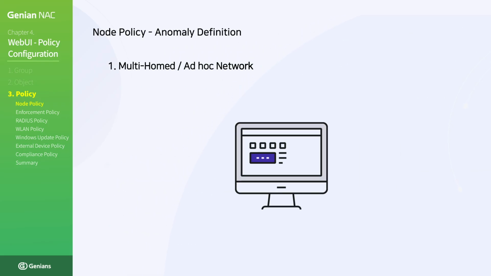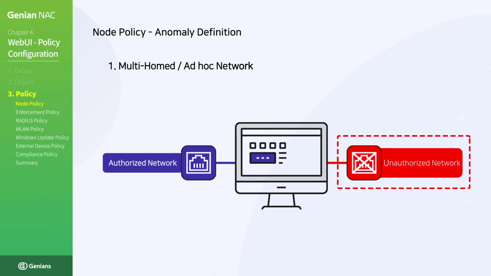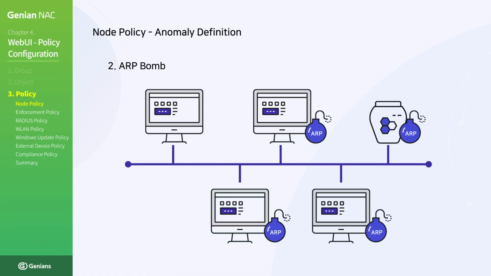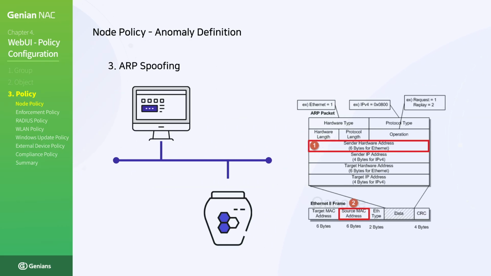The first event in Anomaly definition provides the ability to detect ad hoc networks. The ad hoc network detection event identifies interfaces on the device that are configured to connect to unauthorized networks. The second event in Anomaly definition provides the ability to detect ARP bombs. The ARP bomb detection event identifies devices that send ARP requests exceeding the threshold to a honeypot configured in NAC. The third event in Anomaly definition provides the ability to detect ARP spoofing.